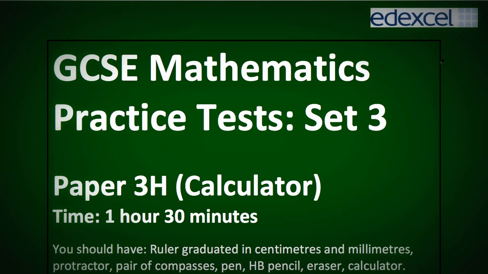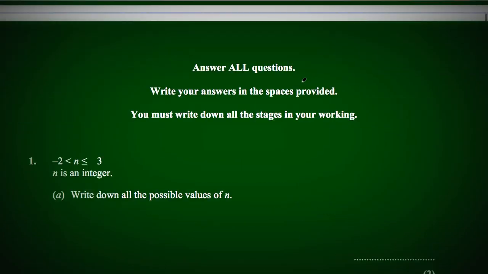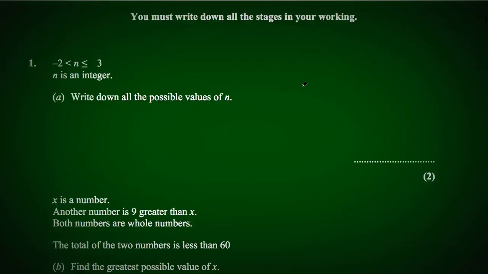So, question 1. N is greater than minus 2 and less than or equal to 3. N is an integer, so a whole number. Write down all the possible values of N. N can't be minus 2, but it can be minus 1. So it's greater than minus 2, could be minus 1, or 0 as an integer, 1, 2, and 3 because n is less than or equal to 3.